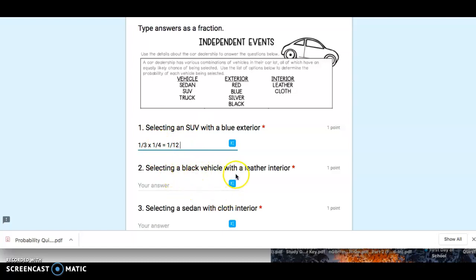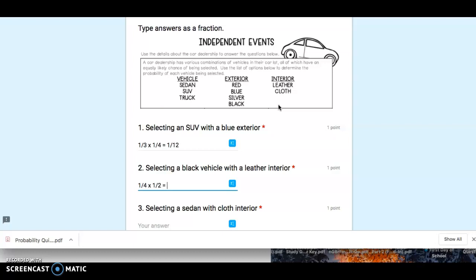Selecting a black vehicle with a leather interior. So black vehicle, again we know that there are 4 color options. So that would be a 1 out of 4 chance of selecting a black exterior. And then for the interior, what's the chance of getting leather? Well, there are only 2 interior options, leather or cloth. So you have a 1 out of 2 chance of getting a leather interior.